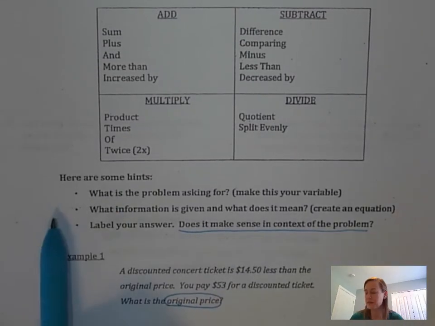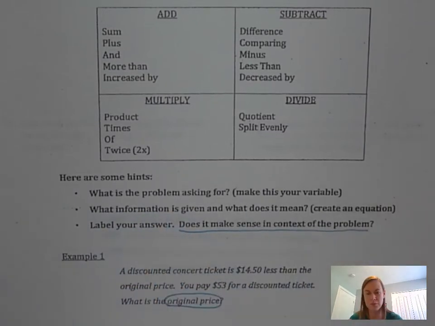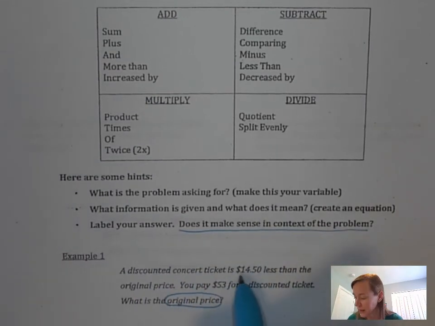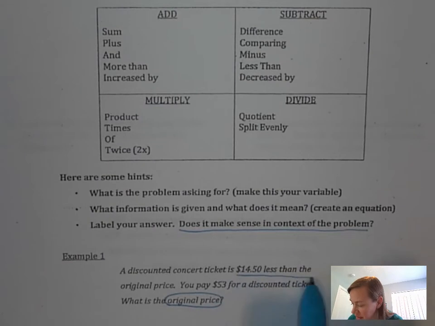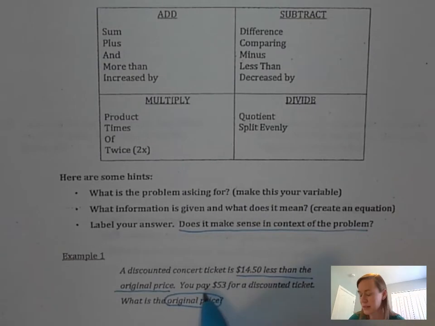Okay. Step 2, what information is given and what does it mean? Okay, so the important information from here, first of all, is that your ticket, the one that you bought, is $14.50 less than the original price. The other thing that's really important is what you actually paid. You paid $53. Okay, so let's set this up.